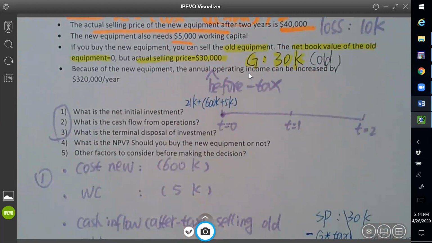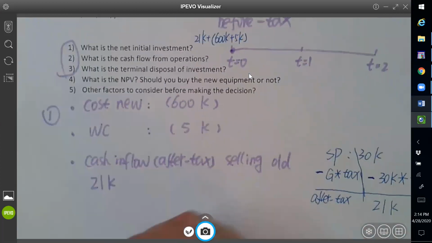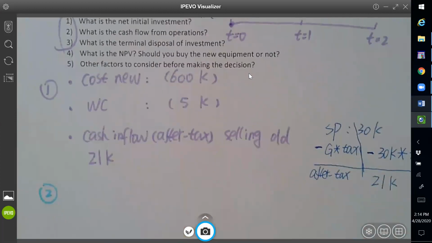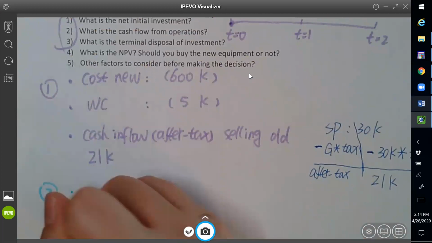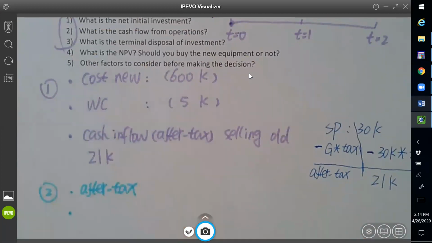The second part asks you for the cash flow from operation. Although it's called cash flow from operation, actually there are 2 parts. One is the after-tax cash inflow from operation. This is the only time you see the word after-tax.